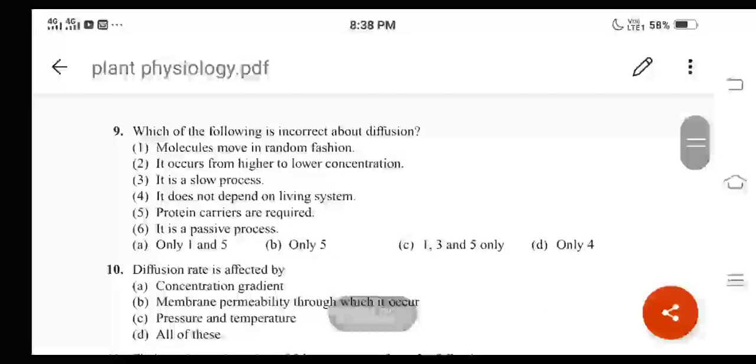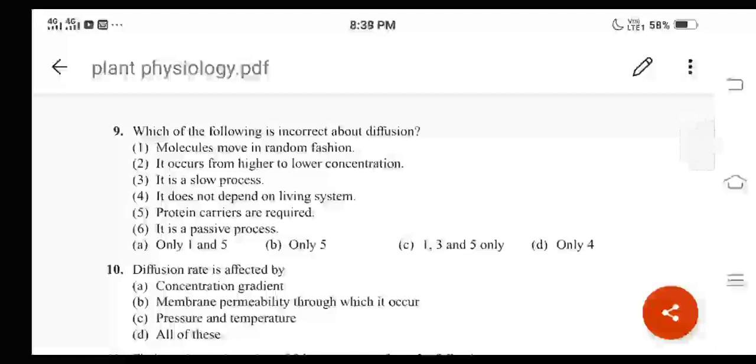What is that one? Ninth one. Okay, what is the question here? Which of the following is incorrect about diffusion? How many statements have they given here? Totally 6 statements are given. Let us study one by one. Statement 1, molecules move in random fashion.